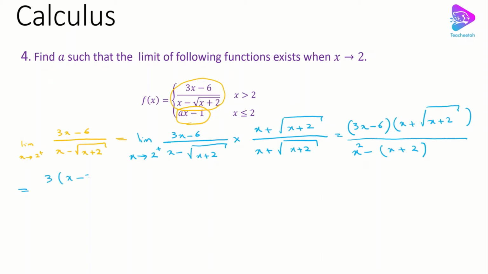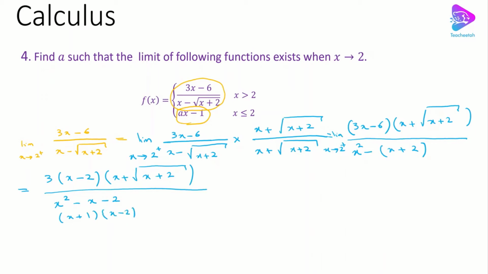At the end, I'm going to factor 3, which gives x minus 2, and don't forget the limit sign, I always forget to put the limit. So it's the limit as x approaches 2 from the right of 3 times x minus 2, x plus square root of x plus 2, over x squared minus x minus 2. Now x squared minus x minus 2 we can write as x plus 1 times x minus 2.